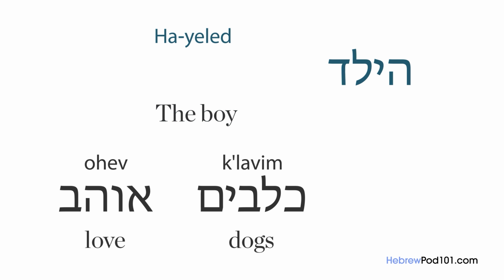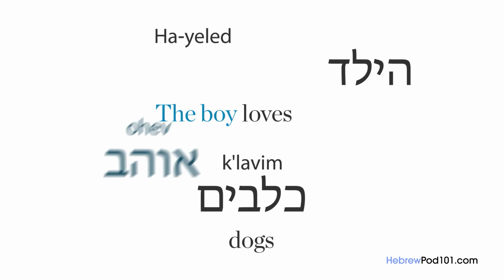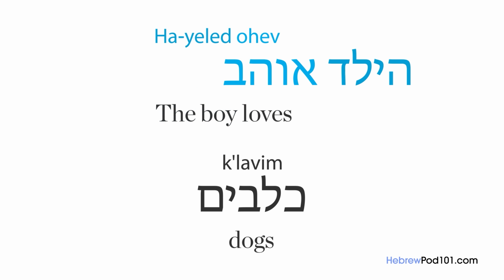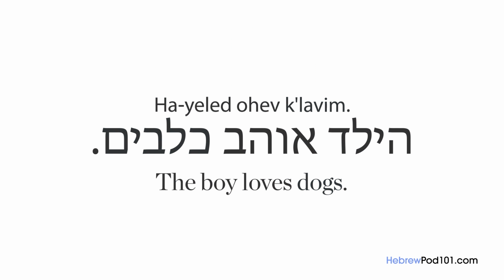הילד. Then you need to add the verb, the boy loves. This verb will be conjugated in masculine singular for the boy. That's אוהב. הילד אוהב. Finally, you add the object. Altogether, the boy loves dogs. הילד אוהב כלבים.